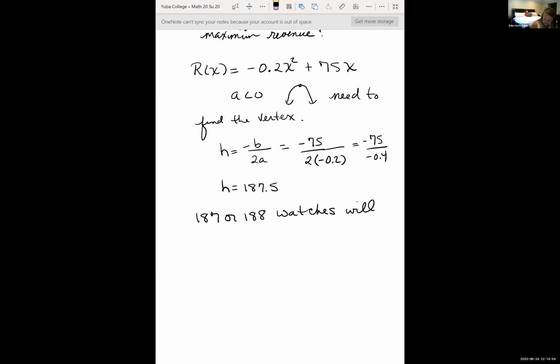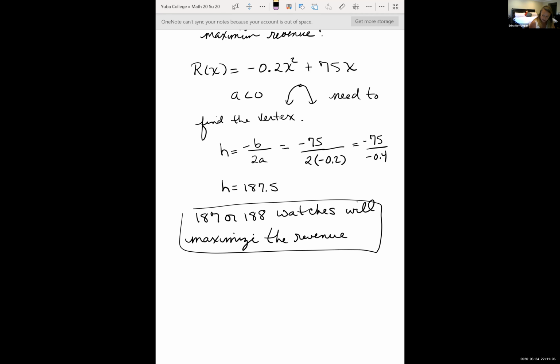Will maximize the revenue. And so we need to plug in, and you should get the same number plugging in 187 as R of 188. So if I go back in there and plug in, I have negative 0.2 times 187, quantity squared, plus 75 all times 187.